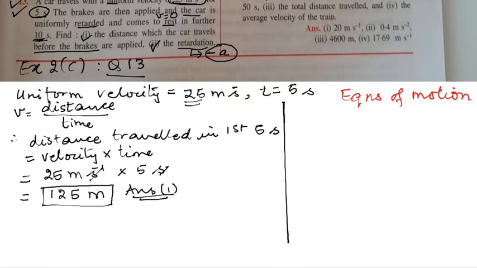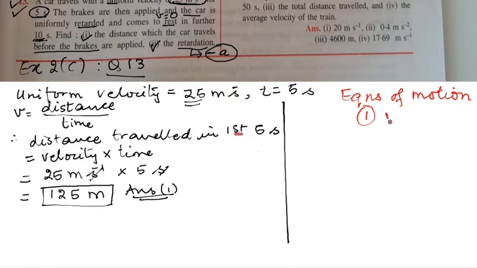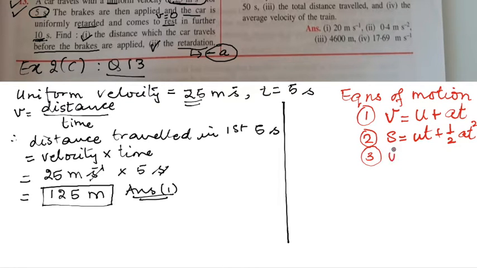Remember our equations of motion. The first one we have is V is equal to U plus AT. The second one is S is equal to UT plus half AT square. And the third one is V square minus U square is equal to 2AS.